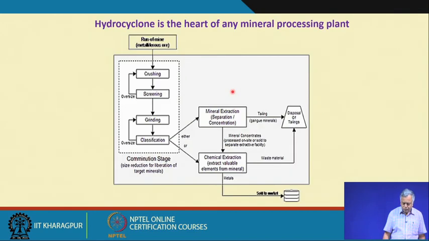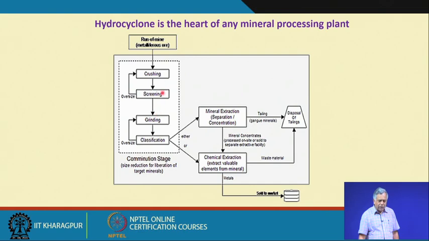Now, if you look at a mineral processing plant, I would say that the hydrocyclone is the heart of any mineral processing plant. Why am I saying that? Let me remind you of the general steps in a mineral processing plant. What do you normally do? We have enough mined ore, which your colleagues from mining engineering send you to process. First you crush and screen, and then you grind them, that is only for liberation purposes. So, that is the comminution stage, that is for liberation.